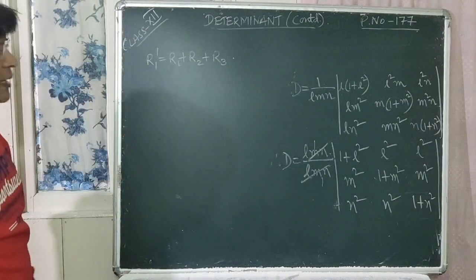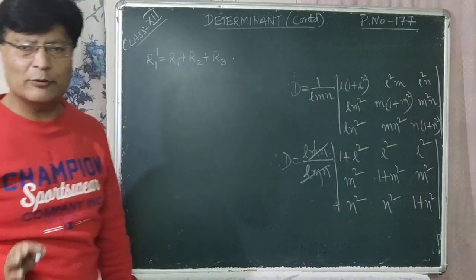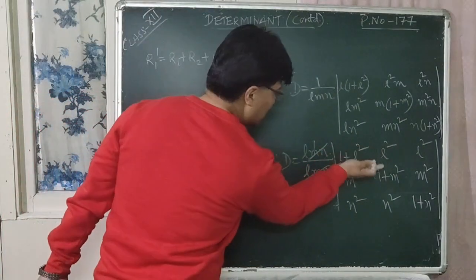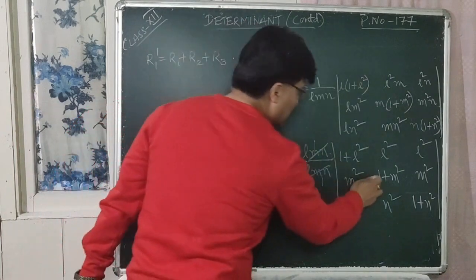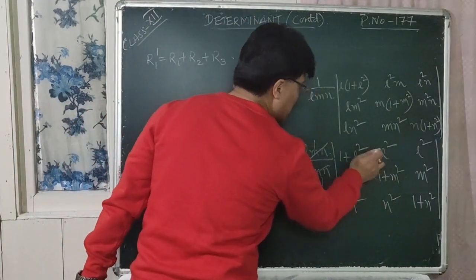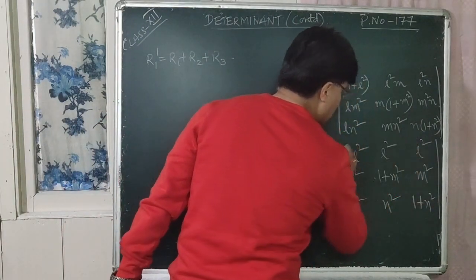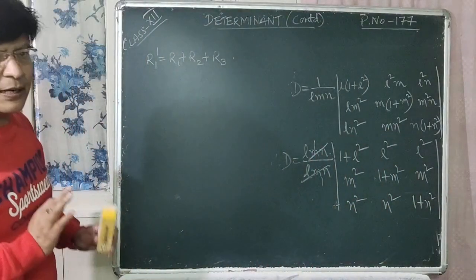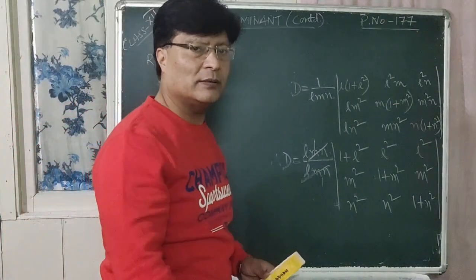If we do R1 dash is equal to R1 plus R2 plus R3, what happens? All of this gets added, right? That is 1 plus L square plus M square plus N square is here. This is also 1 plus L square plus M square plus N square. This is also 1 plus L square plus M square plus N square. That means the same elements are there in the first row, so that we can take common.